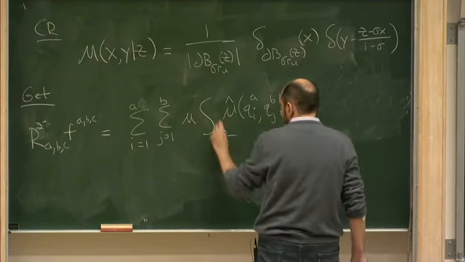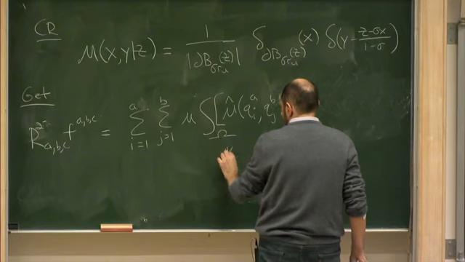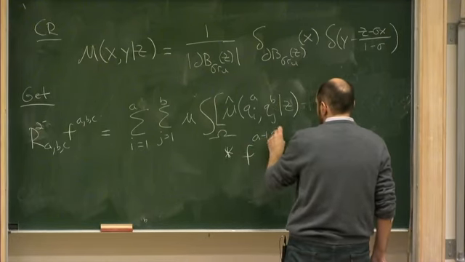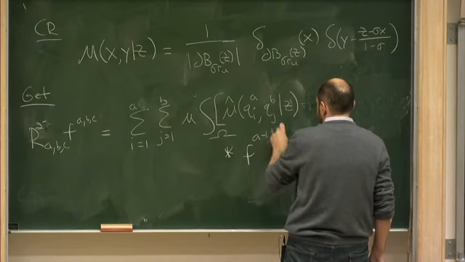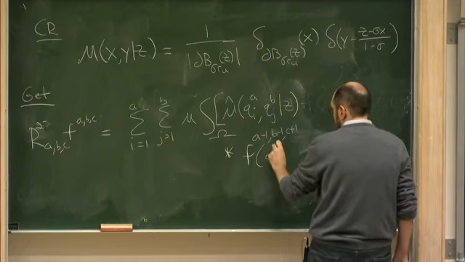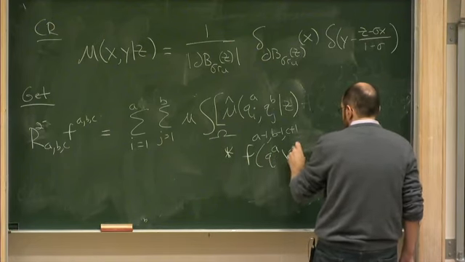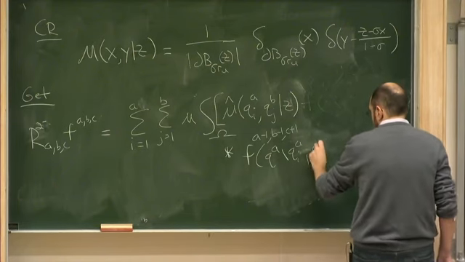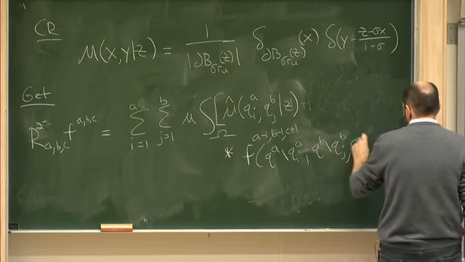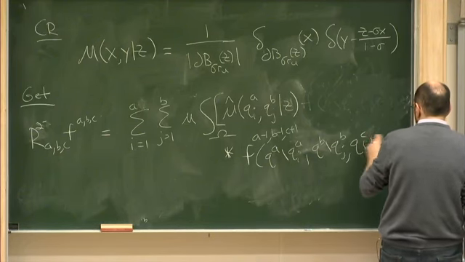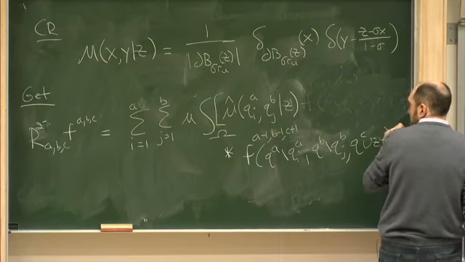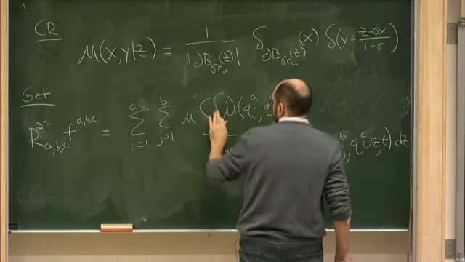So times F, you have one less A, one less B, of the system where you have the ith A removed and the jth B removed, and you've added in a C at an arbitrary position, dz. And let's put this bracket outside.